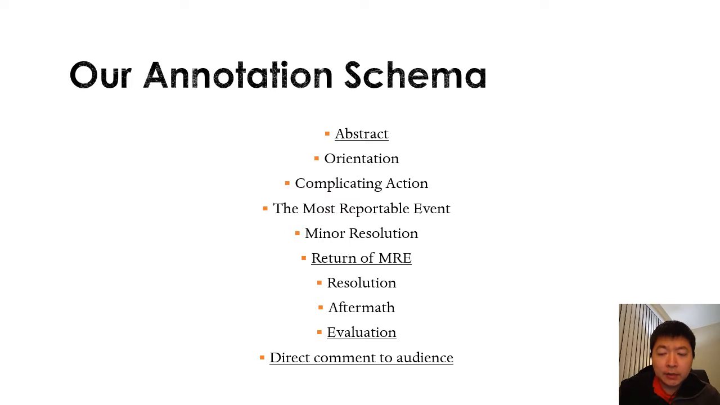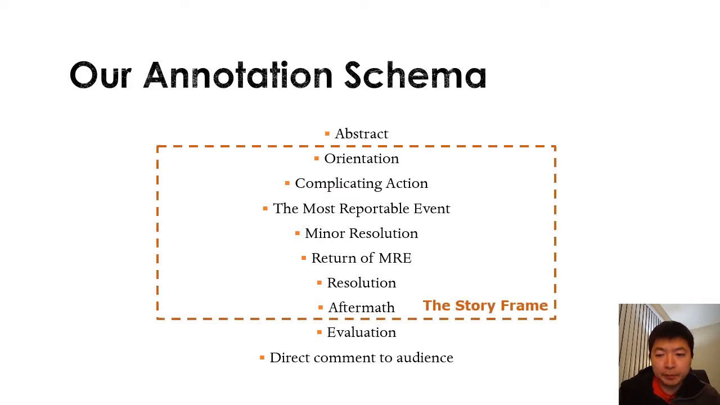The evaluation is really the narrator's personal opinion about things in the story. It could be the moral, a lesson, or just some comment on what happened in the story. The direct comment is a different category that captures all other types of comments from the narrator to the audience. So, to further understand those annotation categories, we introduce the idea of a story frame.